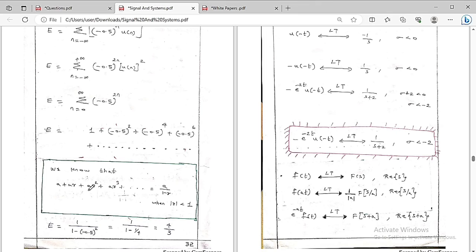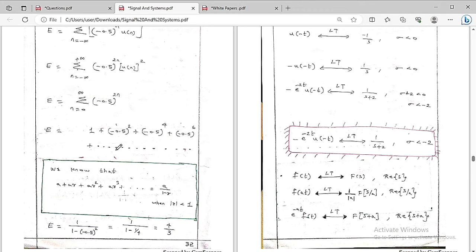I've already told you one important formula: in a geometric series, a plus ar plus ar square plus ar cube up to infinity is equal to a by 1 minus r, when the magnitude of r is less than 1. This is the formula you have to keep in mind for the geometric series. By comparing with this series, what can I say?